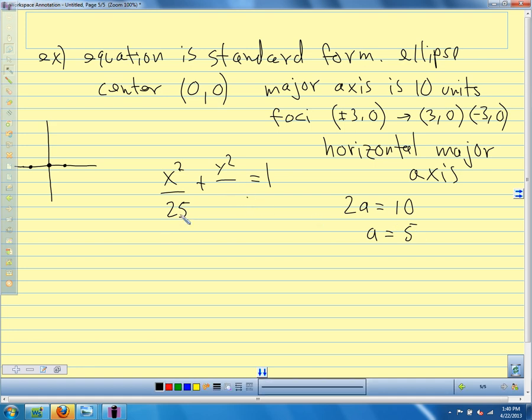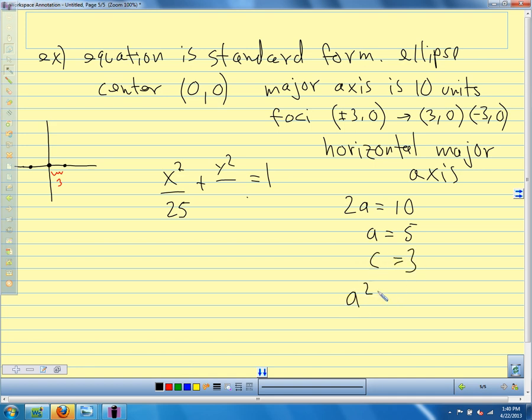Now this is A squared. So now we need to find B. We know that A is 5. Well, this information about the foci tells us about C. So what is C going to be? C is the distance from the center to the focus. So that's going to be 3 units. So if I draw on my little sketch here, that's 3 units. So C has to be 3.